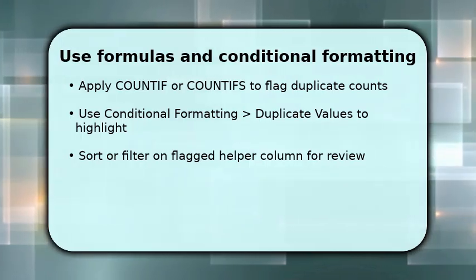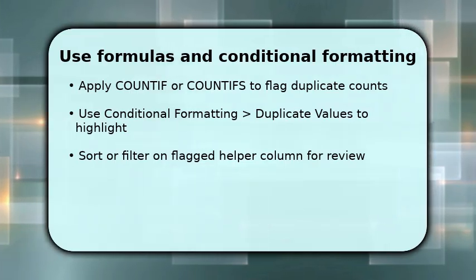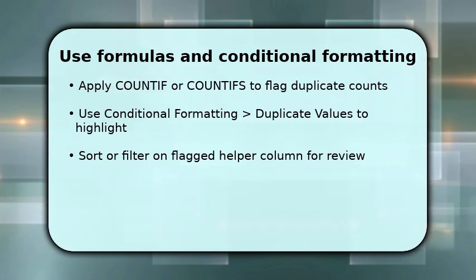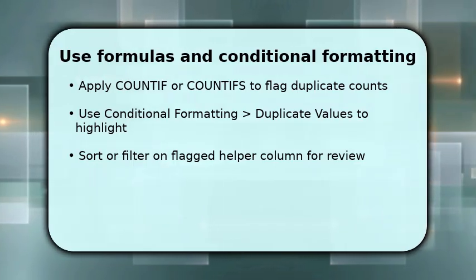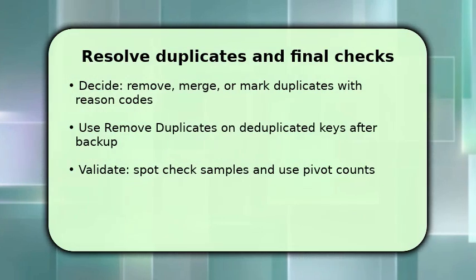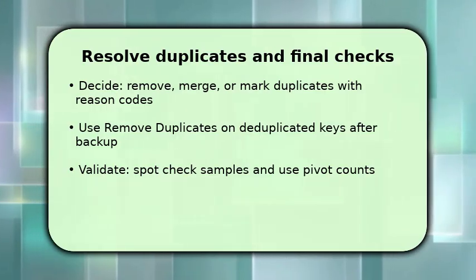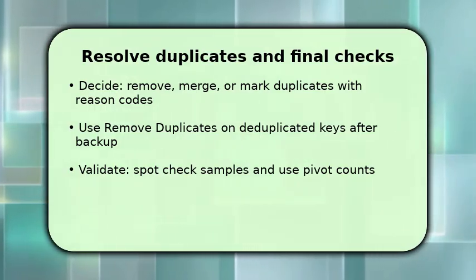Then sort or filter by the helper column to group duplicates together. This helps you inspect context before removing. Make sure to check composite keys with concatenation if single columns aren't unique. You'll decide whether to delete, merge, or mark duplicate rows based on business rules. Keep one canonical record and preserve critical differences.